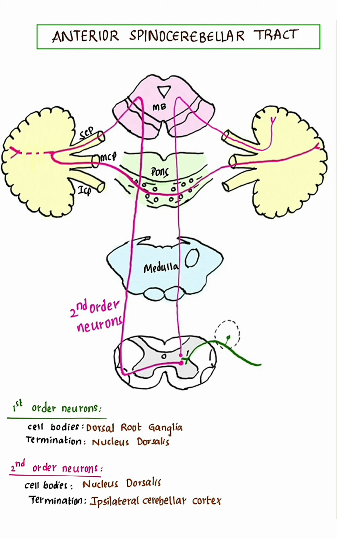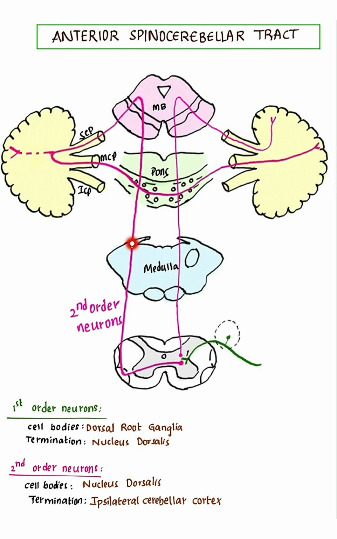First order neurons. Same as that of the posterior spinocerebellar tract, the cell bodies of first order neurons are present in the dorsal root ganglion. The fibers of first order neurons terminate in nucleus dorsalis. Second order neurons, their cell bodies are present in nucleus dorsalis. The axons of second order neurons cross the midline and reach the opposite ventrolateral part of the lateral white column and ascend as the anterior spinocerebellar tract.